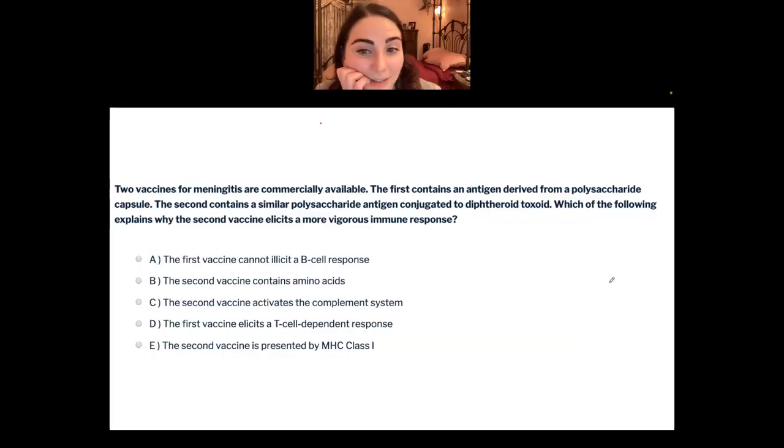Okay, that was about 1.5 minutes. I know it's going to be quick because we just talked about it. I think a decent amount of you guys have answered. So, 2 vaccines for meningitis. Meningitis has a capsule, right? One vaccine is just the polysaccharide. The other has this toxoid. So this is going to be B. Very good.